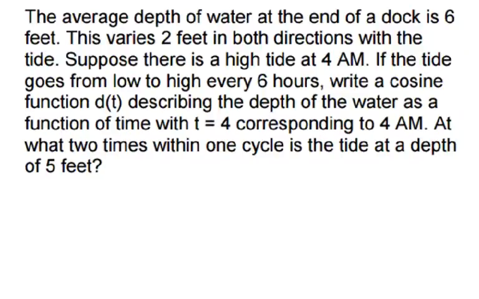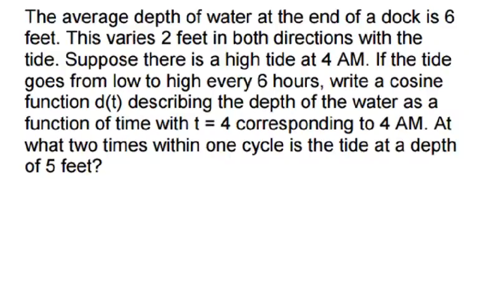Suppose there is a high tide at 4 a.m. If the tide goes from low to high every 6 hours, write a cosine function describing the depth of water as a function of time with t equal 4 corresponding to 4 a.m. And what 2 times within one cycle is the tide at a depth of 5 feet?